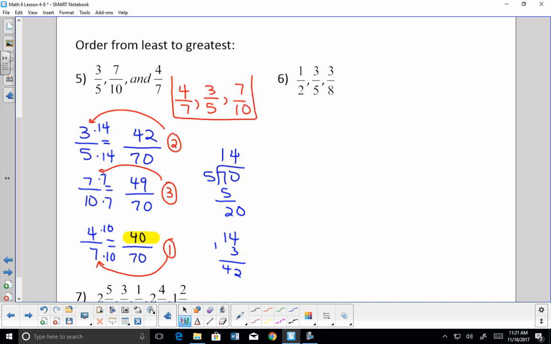This next one: 1/2, 3/5, and 3/8. Again, we need to find a common denominator. So the common denominator between 2 and 5 is 10. That doesn't work with 8. The common denominator between 8 and 5 is 40. And that works with 2 because 2 will divide into 40. So my common denominator then is 40.